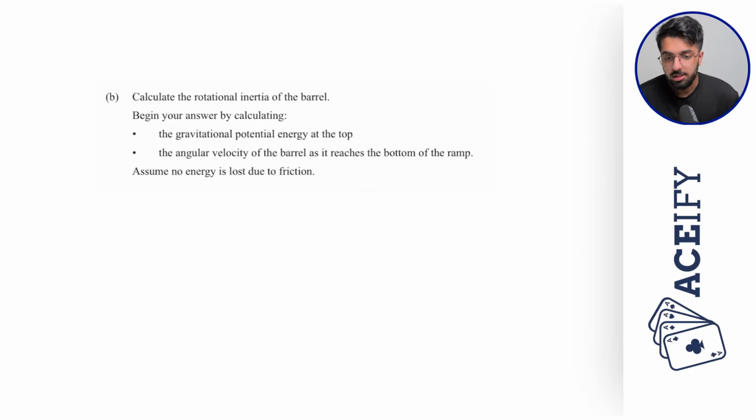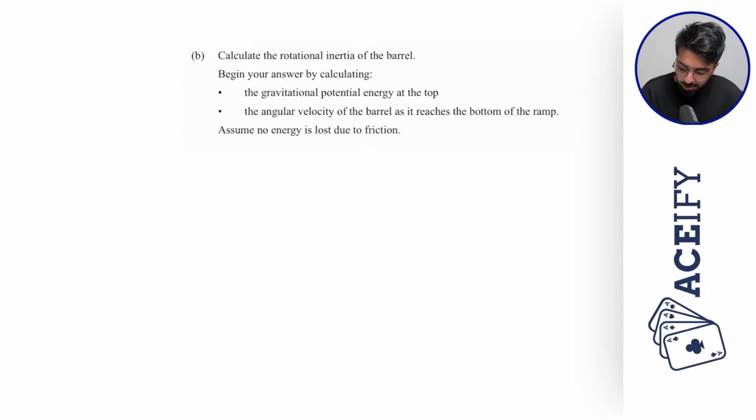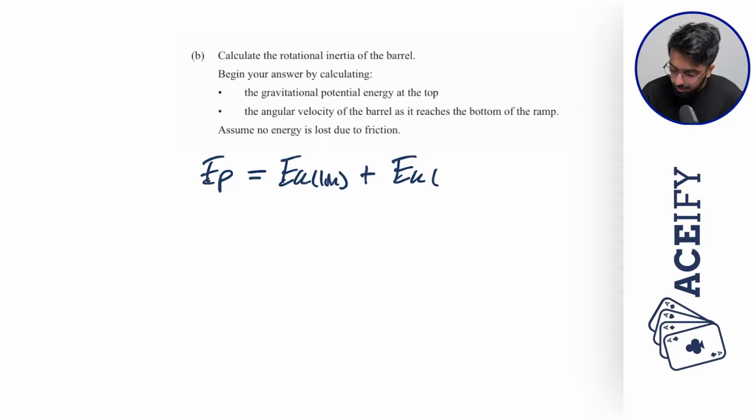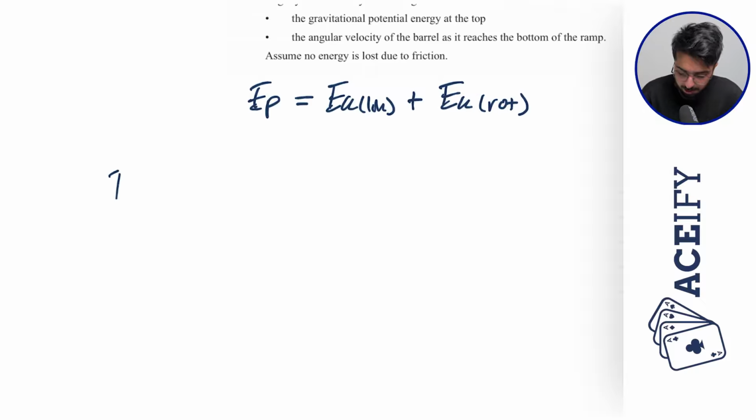Calculate the rotational inertia of the barrel. Can assume no energy loss due to friction. That's nice. So as discussed up here, our EP at the top will be equal to our EK at the bottom, which is linear, plus our rotational kinetic energy at the bottom. So first we can calculate our EP at the top, and that's equal to mgh.